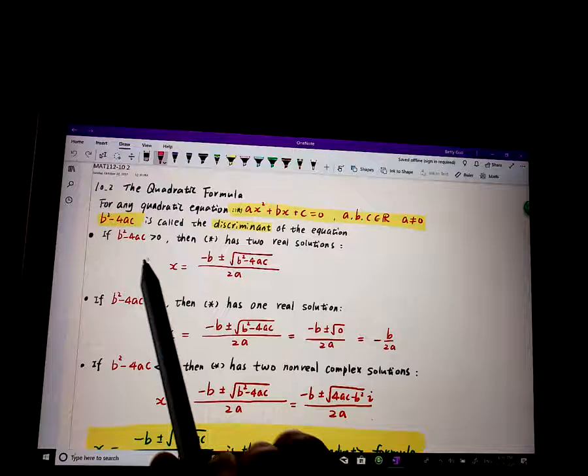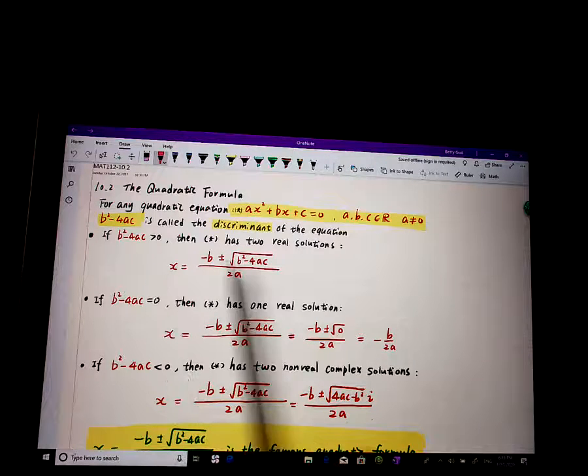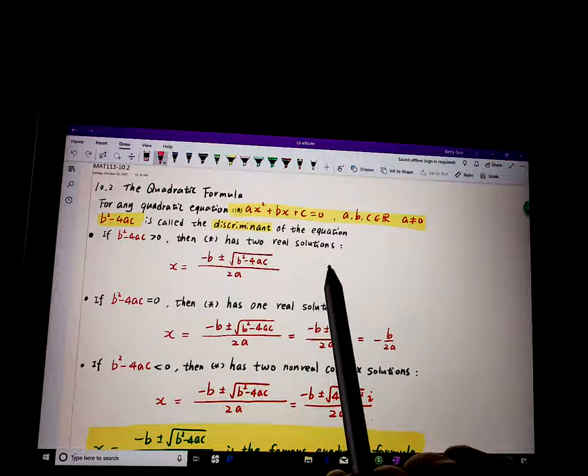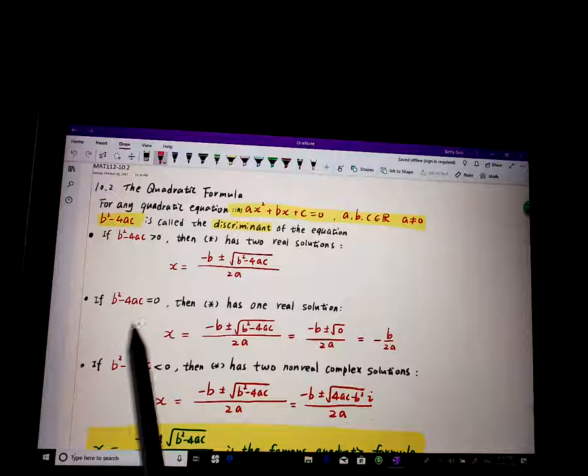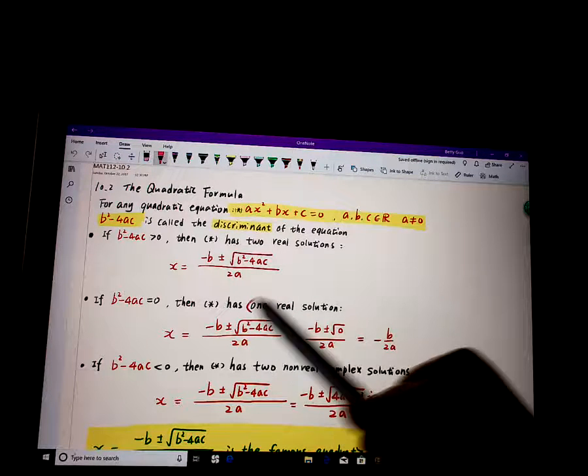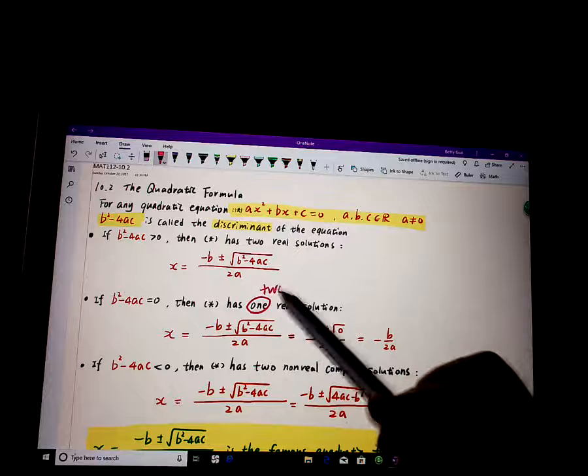If the discriminant is positive, then the equation has 2 distinct real solutions. If the discriminant equals 0, then the equation has 2 identical real solutions. Okay, so here actually 2 identical.